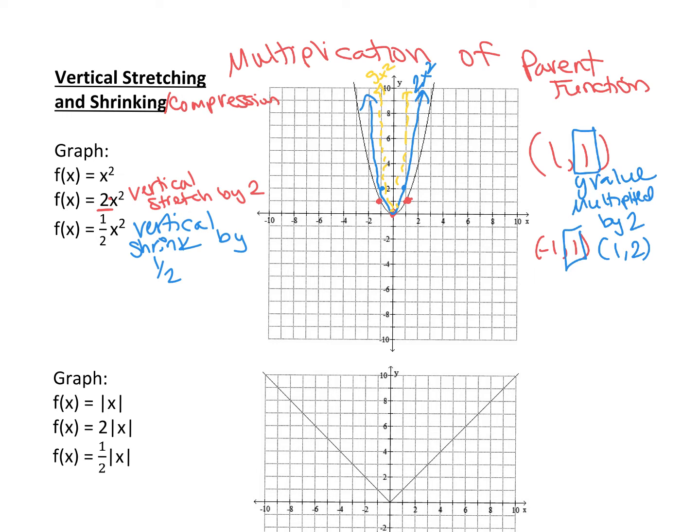Which means instead of multiplying our y values by 2, I'm going to multiply the y values by 1/2. And when I multiply them by 1/2, of course, they're going to get smaller. And that's what causes that shrink.